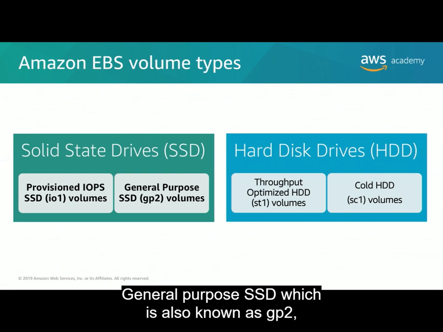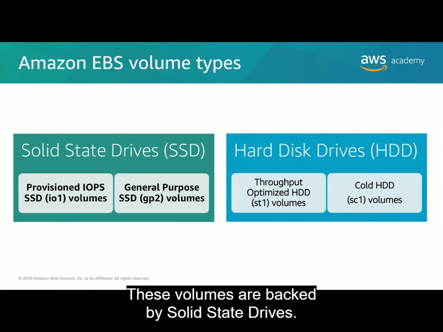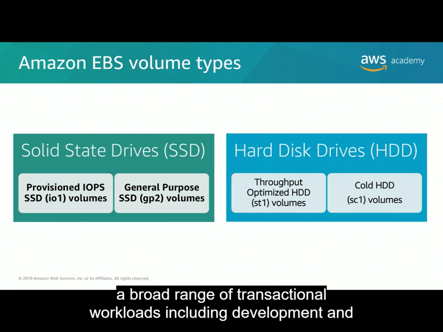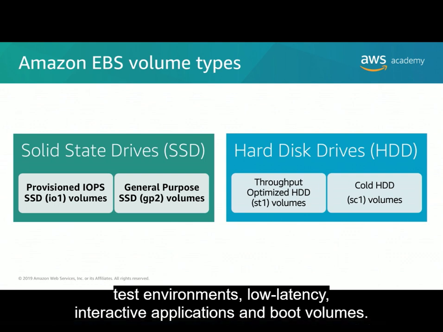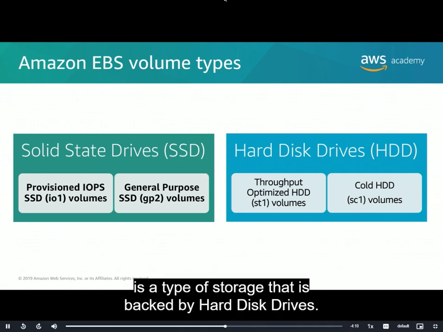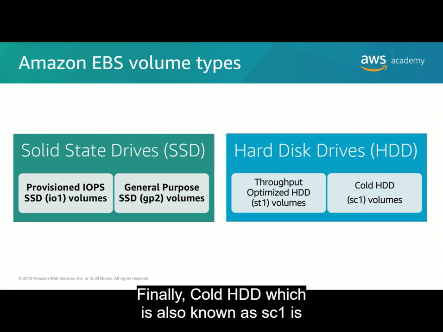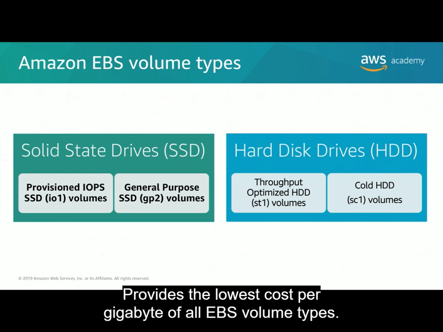General purpose SSD, which is also known as GP2, is the default EBS volume type for EC2 instances. These volumes are backed by solid-state drives. They are suitable for a broad range of transactional workloads, including development and test environments, low latency, interactive applications, and boot volumes. Throughput optimized HDD, which is also known as ST1, is a type of storage that is backed by hard disk drives. It works well for frequently accessed throughput-intensive workloads with large data sets and large I/O sizes. Finally, cold HDD, which is also known as SC1, is storage that is backed by hard disk drives. It provides the lowest cost per gigabyte of all EBS volume types.